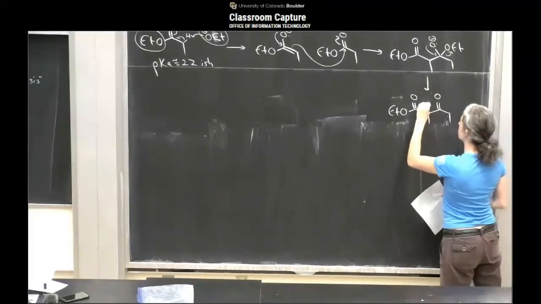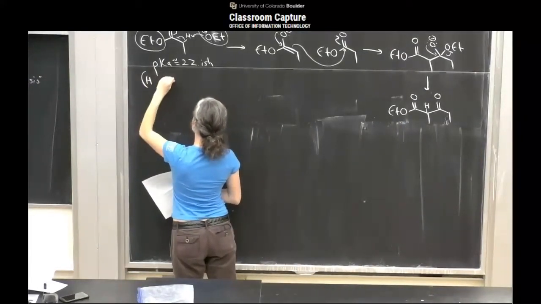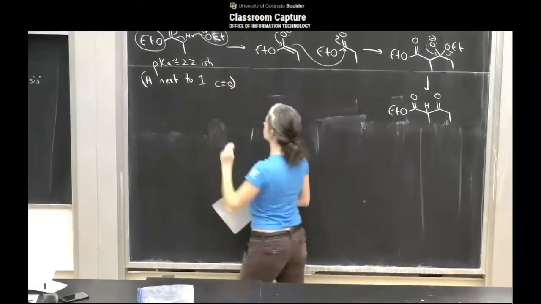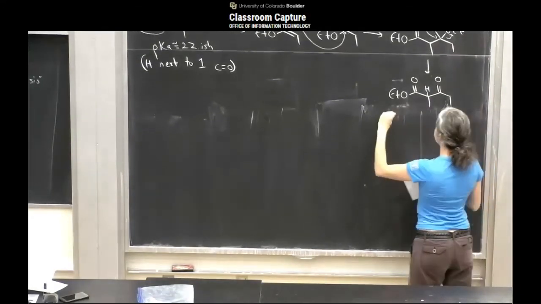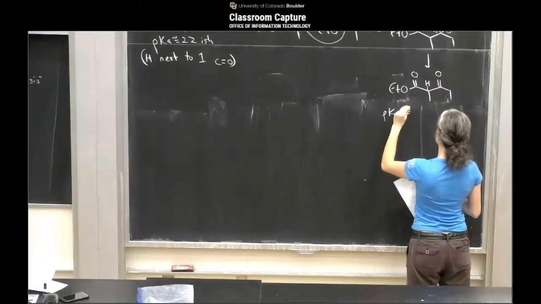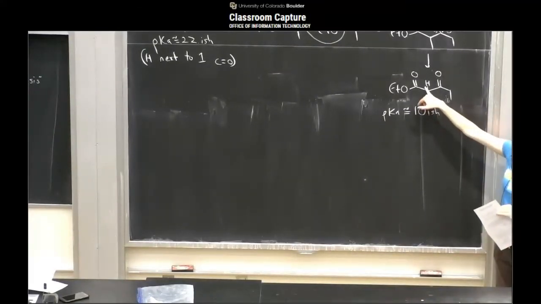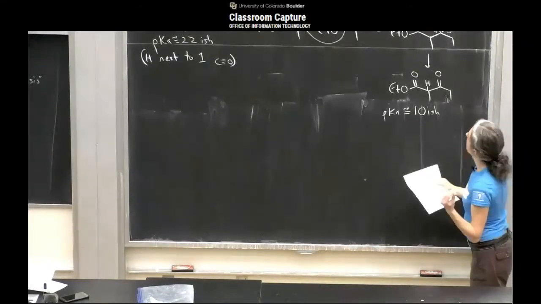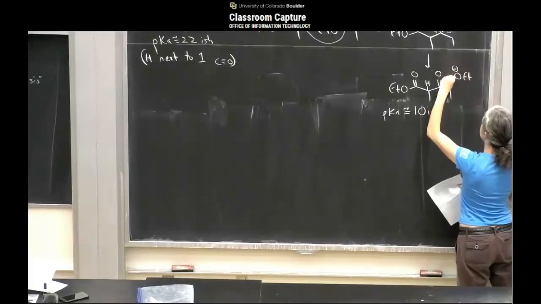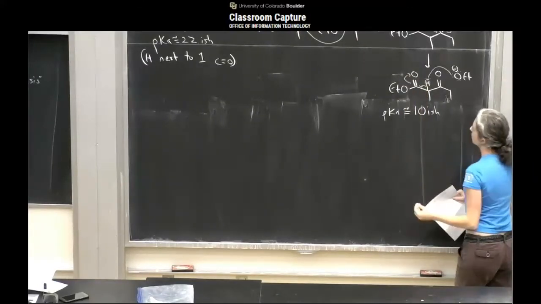Once you're a proton that's alpha to two carbonyls, let me actually write that in. If you're a proton that's alpha or next to two carbonyls, suddenly you're a lot easier to pull off than you were before, because I want to say it goes down to about 10-ish. And that's because if this proton gets pulled off, you can actually show three different resonance forms for that. So given that we're still in base, OEt is automatically going to come in, pull that H off.